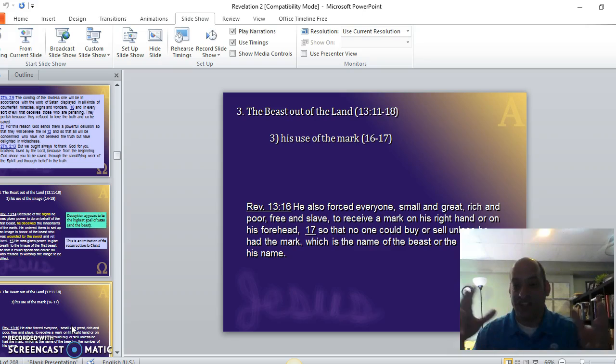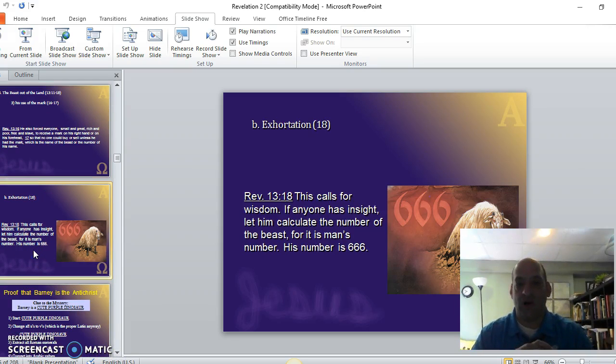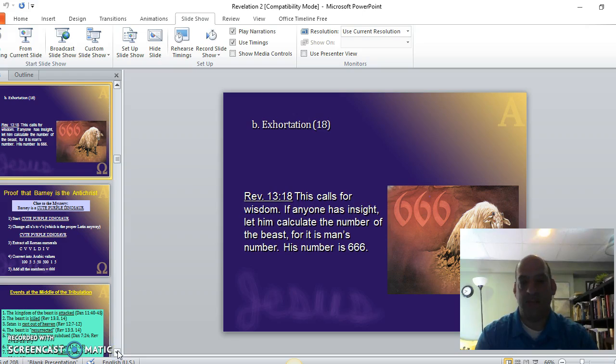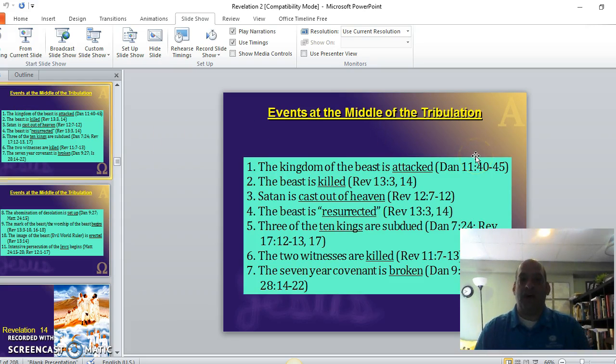Again, if you're familiar with Revelation and some of the symbolic meaning, this is where we get the images of the 666 number. And so this exhortation that everyone who does not have the mark will not be able to buy food, won't be able to buy bread. And this will be symbolic that they belong to the Antichrist. And so events at the middle of the tribulation: the kingdom of the beast is attacked. The beast is killed. Satan is cast out of heaven, chapter 12. The beast is resurrected, symbolic again of what Jesus does in the Gospels.